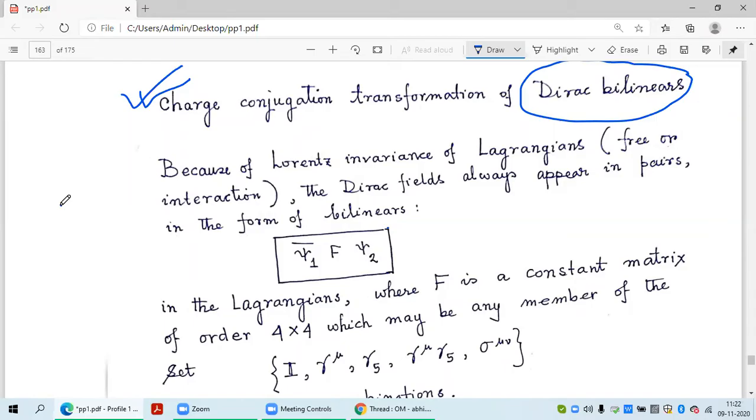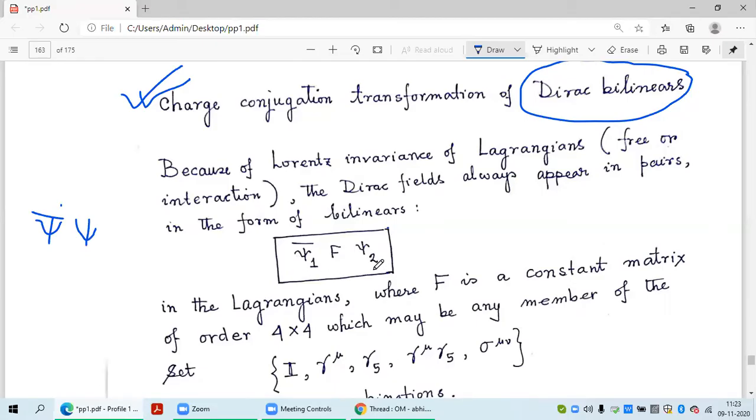So psi has a particular way of transforming under Lorentz transformation: psi goes to a matrix S times psi. But when you construct something out of psi which must be Lorentz invariant, that S should be cancelled, and it can be cancelled by psi bar only, because we know psi bar psi is a Lorentz invariant term. In that case, F is 1. So this is the most general form of appearance of the Dirac fields in the Lagrangian so as to make the Lagrangian Lorentz invariant.